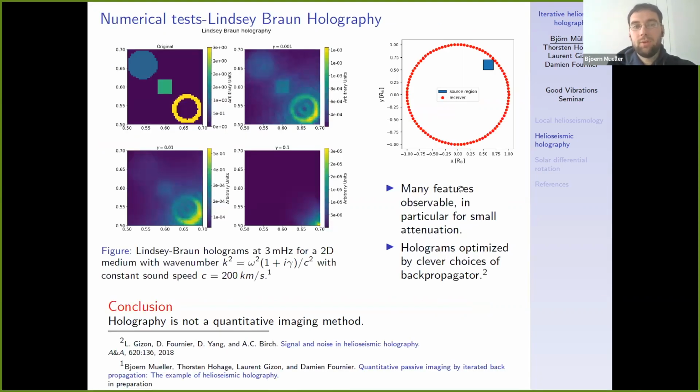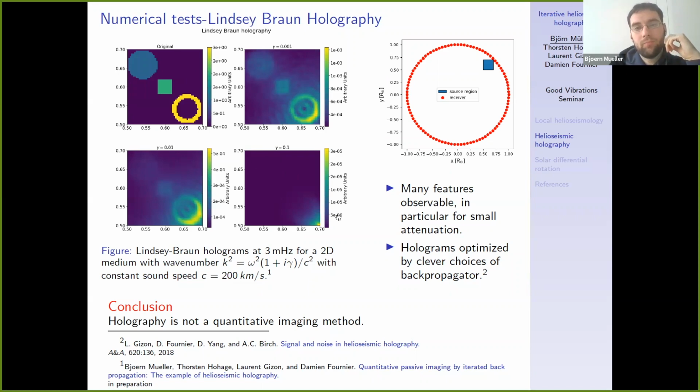But unfortunately, helioseismic holography, and in particular here, I've done it for Lindsay Brown holography in a two-dimensional uniform medium, as a toy example, it is not a quantitative imaging method. So if you look at these examples here for a sound speed of 200 kilometers per second and wave number given by this formula at 3 millihertz, you see that, yeah, for small damping rates, the features are mainly visible, but they are not visible anymore if you have big damping rates. And furthermore, the scale is totally wrong.